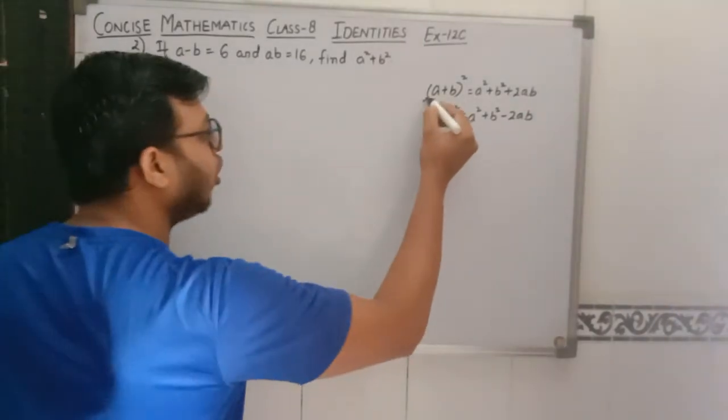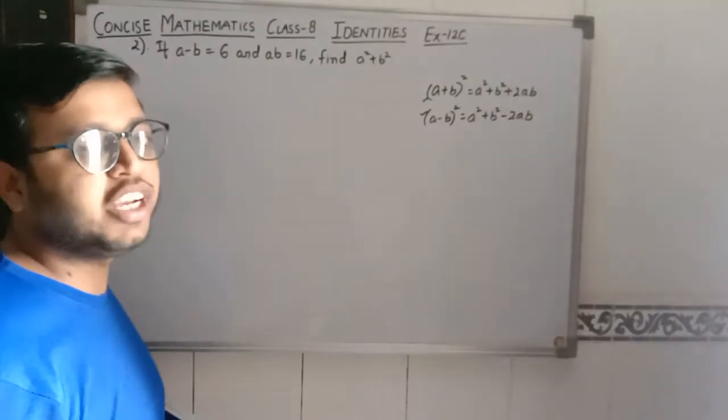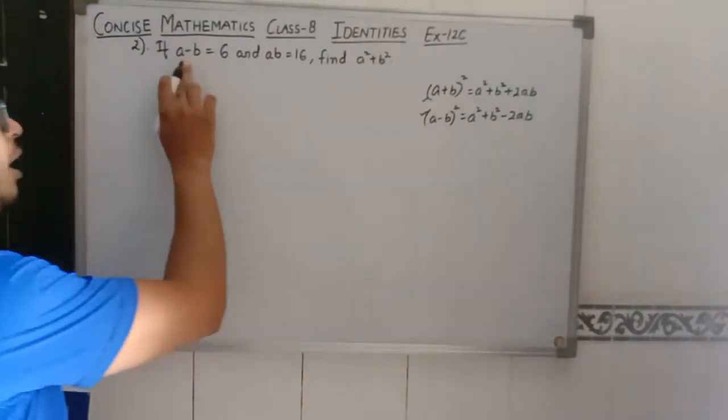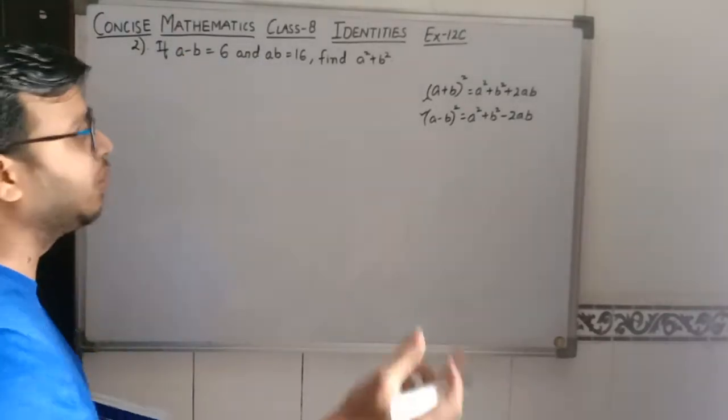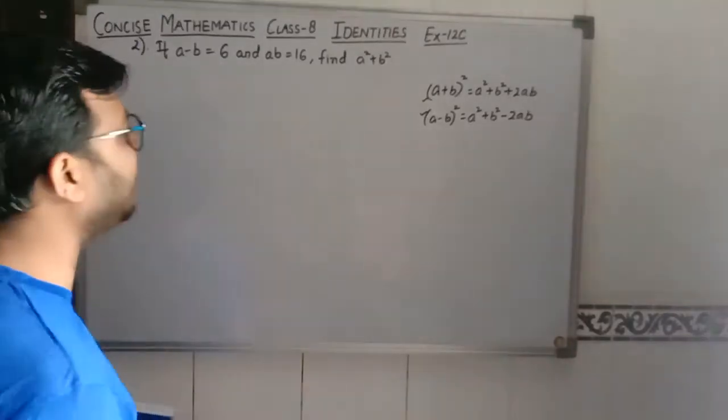So in both of the identities, a square and b square are positive. So we don't need to change the identity or the steps, whether a plus b is given or a minus b is given. If we have to find this, then we have to continue with the same method.